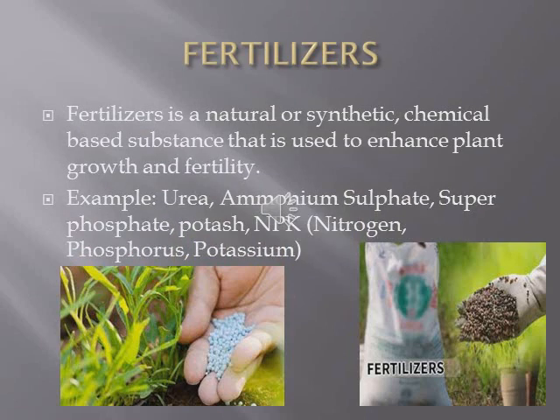Next, fertilizer. Fertilizer is a substance which is added to the soil to improve plants' growth and yield. Fertilizers are composed mainly of urea, ammonium sulfate, superphosphate and potash, which are some examples of fertilizer.